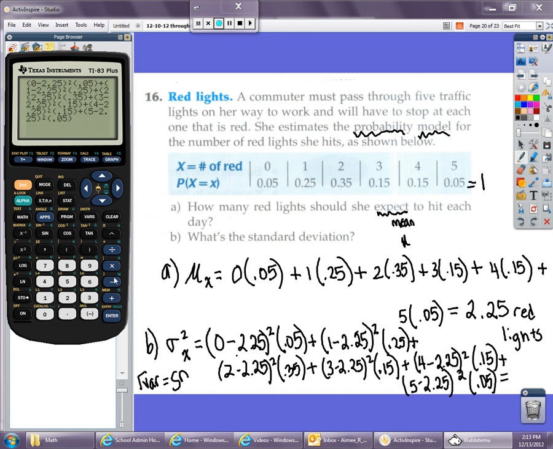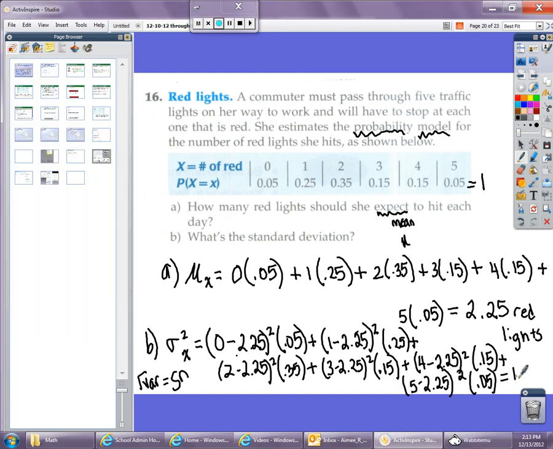Oops, I have a minus sign. Minus 2.25 squared times probability, plus 3 minus 2.25 squared times probability, plus 4 minus 2.25 squared times probability, plus 5 minus 2.25 squared times probability. Okay? Hit enter, you get about 1.5875.